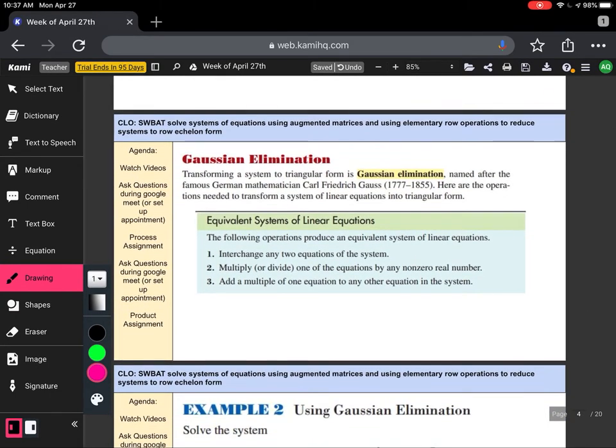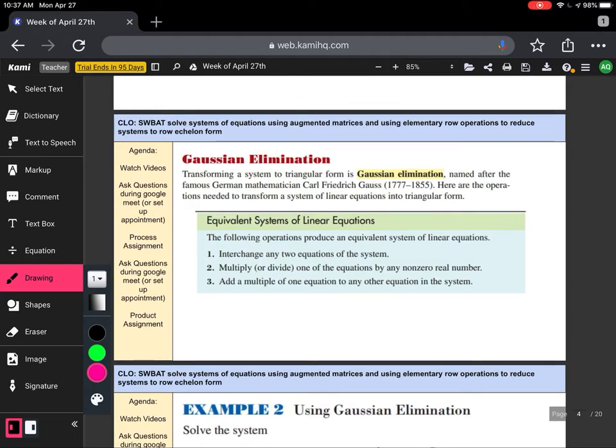We're going to start learning a new method for solving systems though, called Gaussian elimination. It's named after Carl Friedrich Gauss. He's actually a very famous mathematician. He came up with a lot of stuff. So when we're thinking about using Gaussian elimination, our first method was substitution. Now we're thinking about elimination.